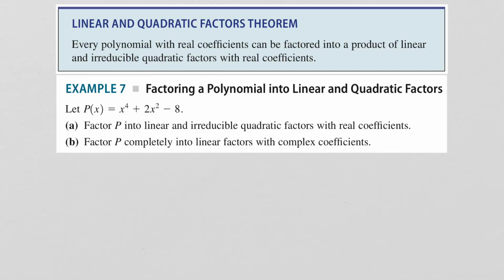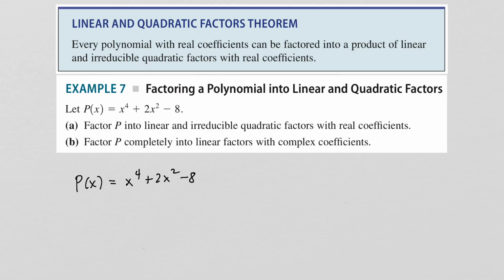And finally, we have the linear and quadratic factors theorem. Every polynomial with real coefficients can be factored into a product of linear and irreducible quadratic factors, all of them also with real coefficients. So for example, let p of x equal x to the fourth power plus 2x squared minus 8. We want to factor this polynomial into linear and irreducible quadratic factors with real coefficients, and then we will completely factor it into linear factors, which would be allowed to have complex coefficients.